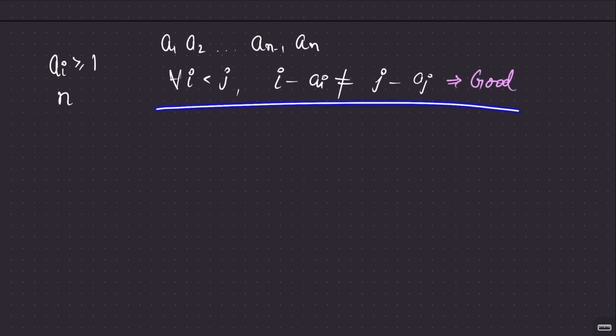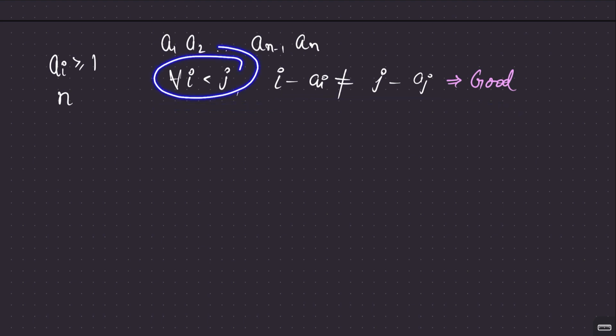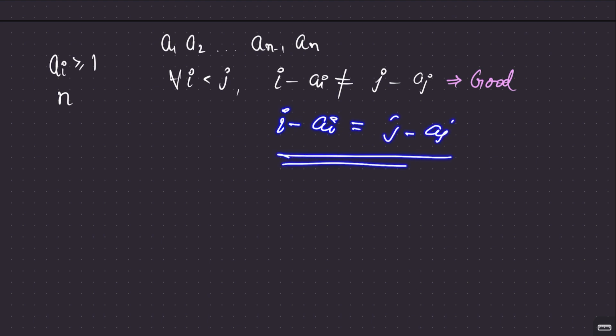So here is the question summary, right? For every i less than j, i minus ai should not be equal to j minus aj. Then it is good. Fine. So how do you approach this question? First things first, let's see what makes i minus ai equal to j minus aj, right? You can figure out when this can happen, then probably we can think about how to avoid it.